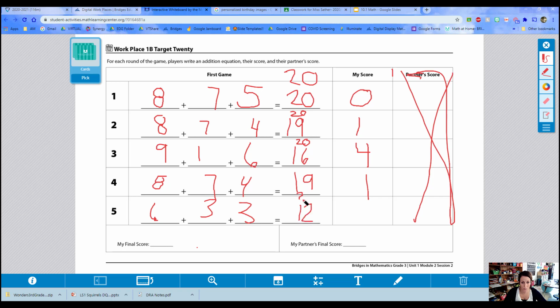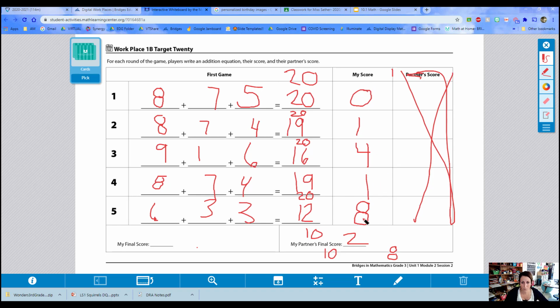Now I have to subtract 20 take away 12. Well, I know that 12 is really close to 10, so 12 is only 2 away from 10. To do this, I'm going to break 12 into a 10 and a 2, and I'm going to say 20 minus 10 is 10, and then 20 minus 2 is 8, so the answer would be 8. So now I'm adding up all of my scores.